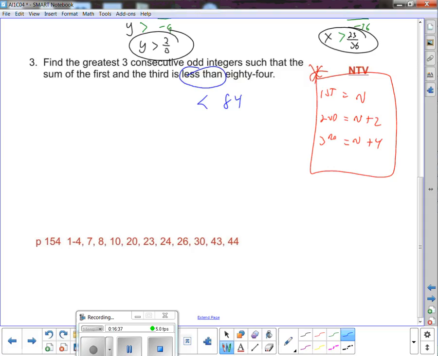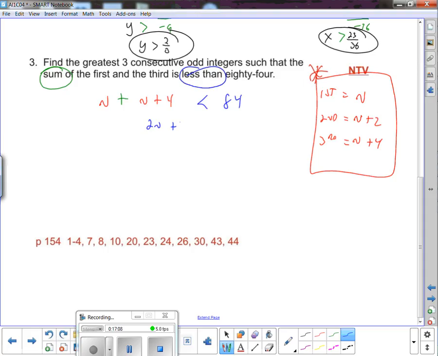Okay. Now we got to do the other part. And the other part says the sum. And everybody knows the sum is. And what are we adding up? So what would you add up? First and the third. So the first is n, and the third is n plus 4. That's it, people. n plus n plus 4 is less than 84.